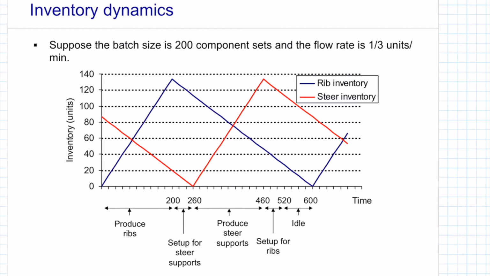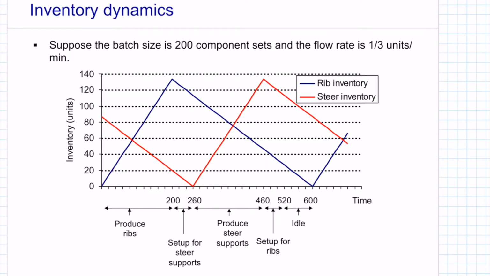When we look at the inventory pattern, where we have 200 component sets and the flow rate is 1/3, we get this picture. The blue line is the rib inventory. As the production of ribs continues, the line keeps on going up because we are building inventory. This is slightly different from the earlier inventory pattern where we received the orders from an outside supplier. As soon as the order comes, inventory jumps to that quantity.